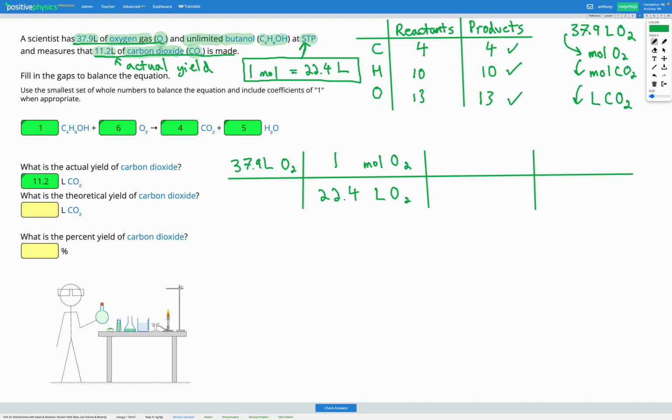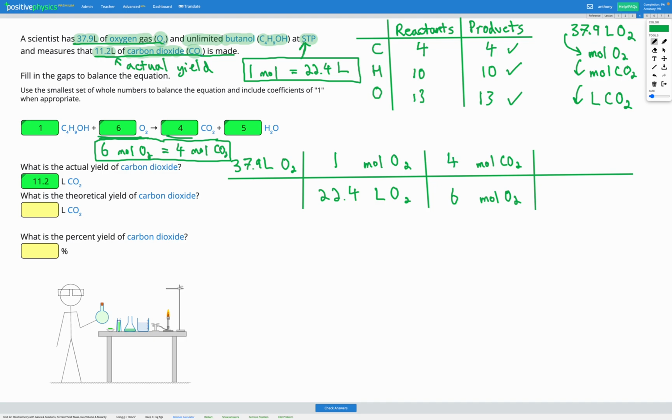Next, we want to convert from moles of oxygen to moles of carbon dioxide. So moles of oxygen is going to go on the bottom. Moles of carbon dioxide is going to go on the top. And if we look at our equation, 6 moles of oxygen produce 4 moles of carbon dioxide. So we can put those numbers in our table because 6 moles of O2 reacts to give 4 moles of CO2. So that's going to be our conversion factor for this part. 6 moles of O2 reacts to give 4 moles of CO2.